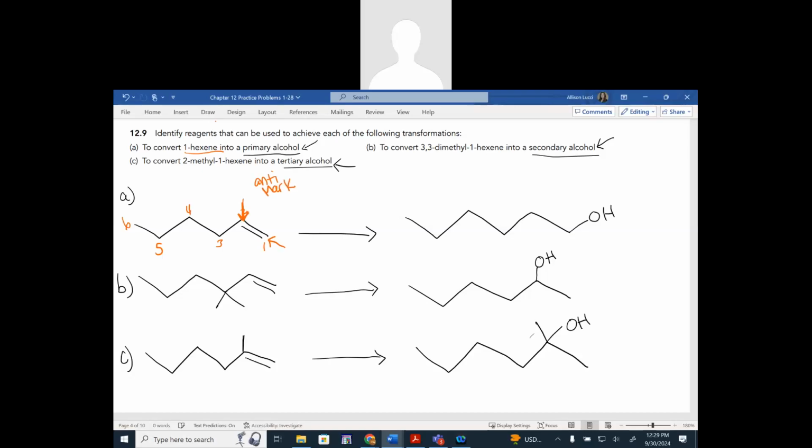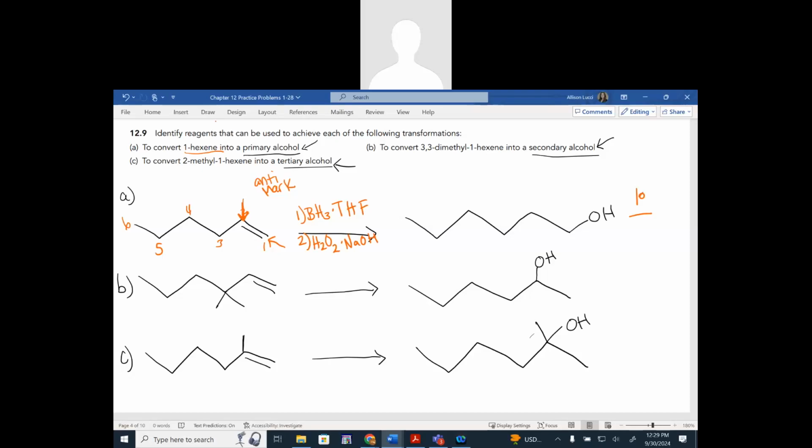So reagents that could facilitate this would be if we used borane, BH3, and tetrahydrofuran, and then in step 2, we could use hydrogen peroxide in basic conditions. So we would use the reagents for a hydroboration oxidation, and we could accomplish our primary alcohol.